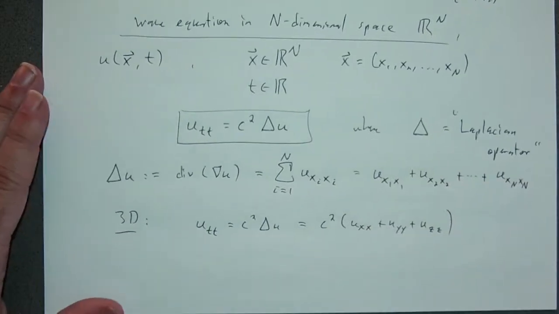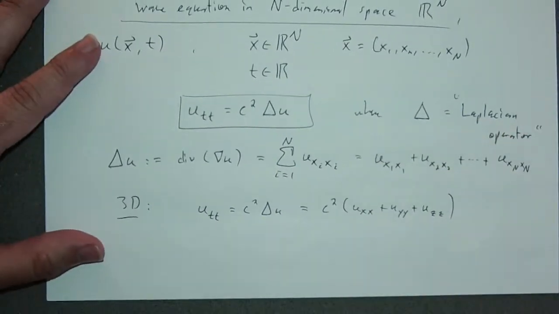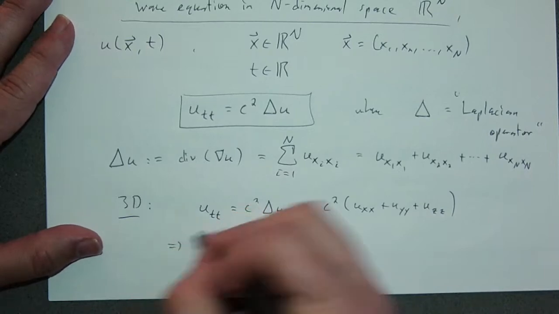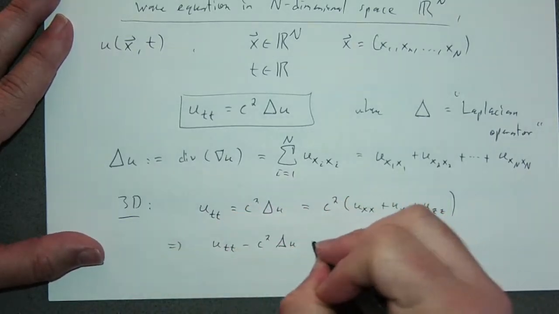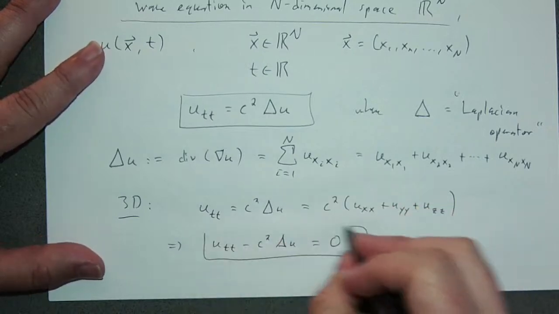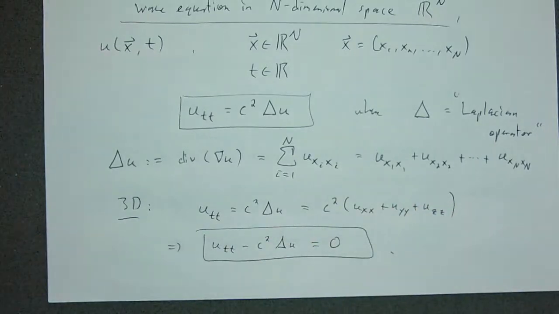Of course, if you like to write it all on one side, you could do that as well. This is u sub tt minus c squared Laplacian u is equal to 0. You could also write it like that. That's fine. All right. I'm not going to derive this.